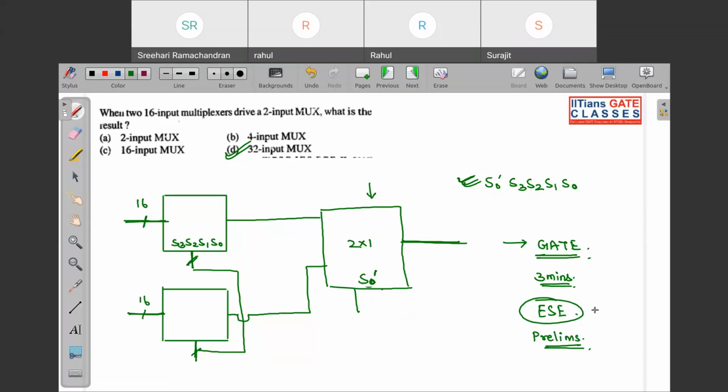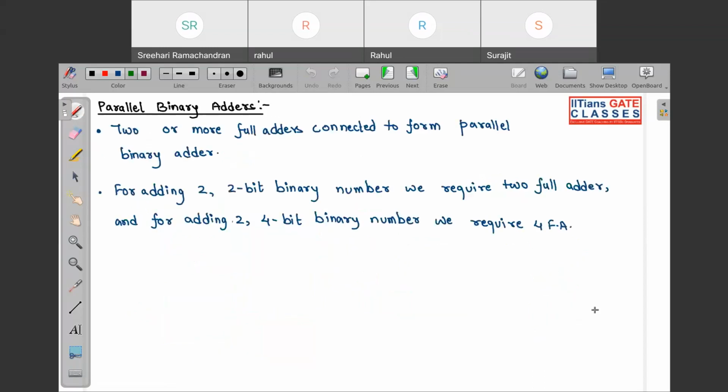So one more topic that was left is your parallel binary adder, but I don't think this will be asked, because if questions are asked from parallel binary adder, those questions will be either of propagation delay, and those questions will consume a lot of time. So here I have just given a very brief explanation of what a parallel binary adder is.